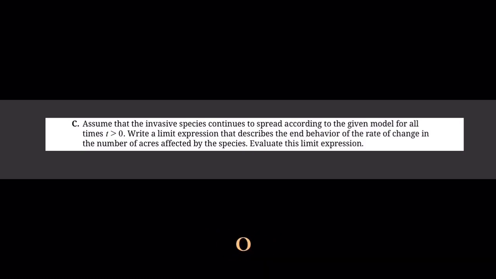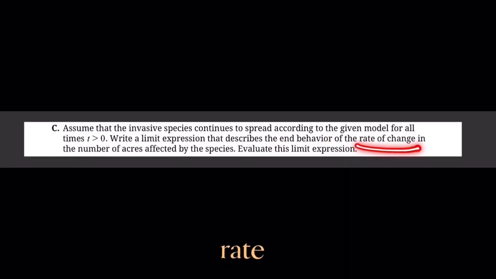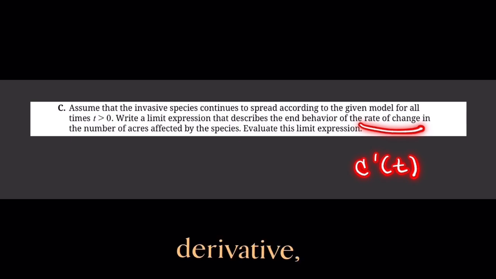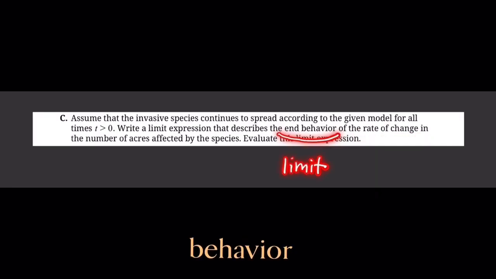Assume that the invasive species continues to spread according to the given model for all times t bigger than 0. Write a limit expression that describes the end behavior of the rate of change in the number of acres affected by the species. Evaluate this limit expression. Here, rate of change is referring to the derivative, so we're working with c prime of t. And the end behavior means we want to know what happens to c prime of t as time goes on forever. That is, as t becomes very large.